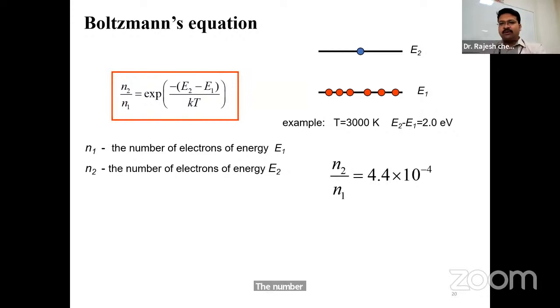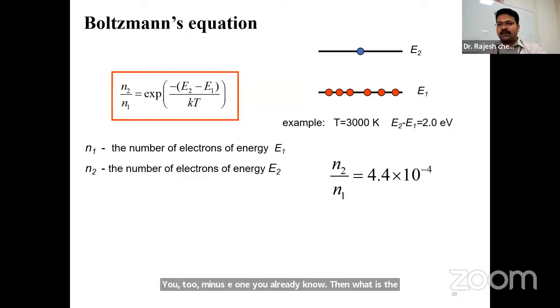You know the k value. I have given the T value. E2 minus E1, you already know. Then what is N2 by N1 equal to 4.4 into 10 raised to minus 4? What does it mean? Any idea? Think.